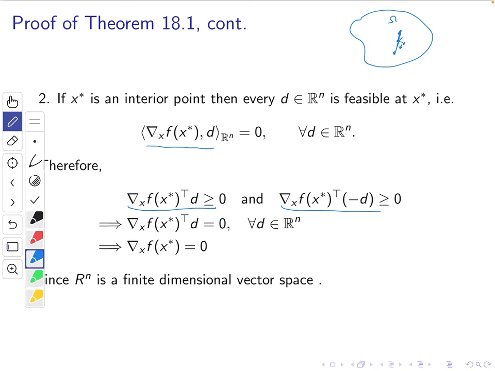And that means, since if we have a is greater than or equal to 0 and minus a is greater than or equal to 0, these two together imply that a has to equal 0. So we have to have that this is equal to 0, and that has to be true for every single d. And since it's true for every d, the gradient, in fact, has to be equal to 0. So if it's an interior point, then the gradient at that point is equal to 0. In other words, interior points just look like unconstrained optimization problems.